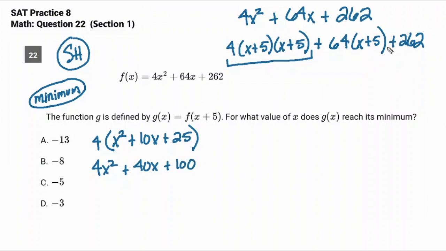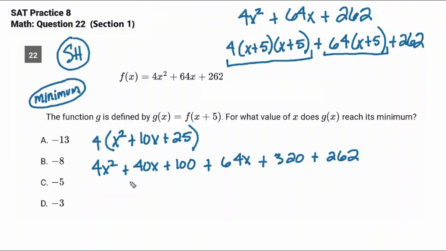So now I'm going to deal with this guy. Plus 64x, that's easy enough, plus 64 times 5. Definitely calculator math. 320. And then I just still got this 262 hanging out over here. And now I can combine terms.